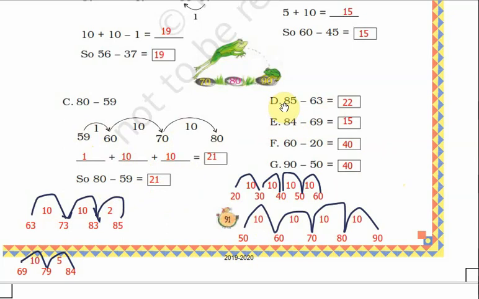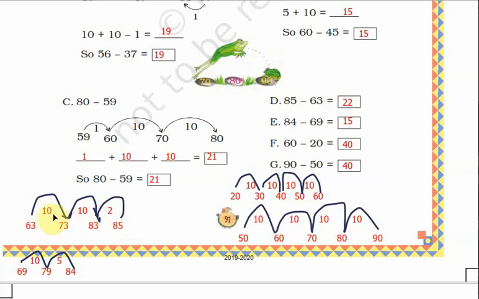First question is 85 minus 63. We have to find the answer of 85 minus 63 using this jumping method or number line method. Starting from 63, we made a 10 step jump, we reached 73. Again made a 10 step jump, we reached 83, and 85 is very near to 83. So how many steps remain to reach 85? We have to make a jump of 2 steps. So we will reach 85.